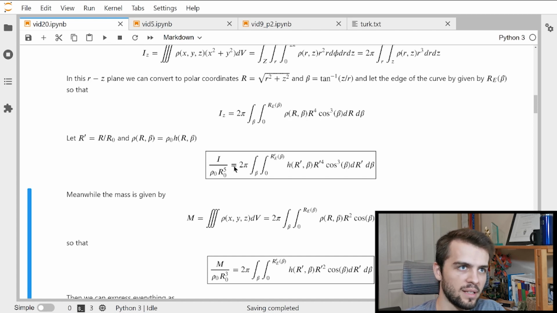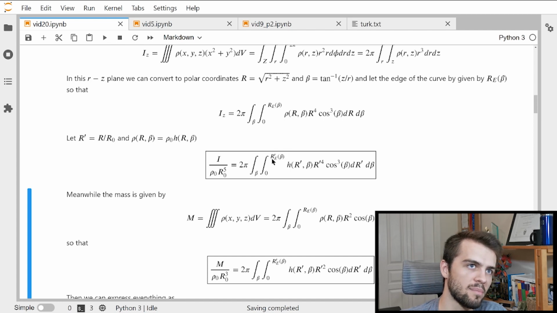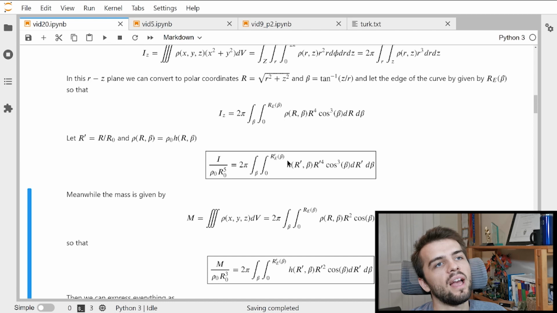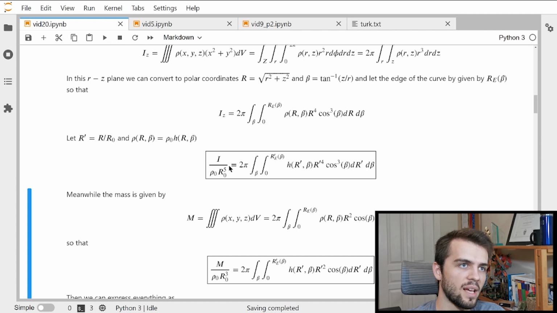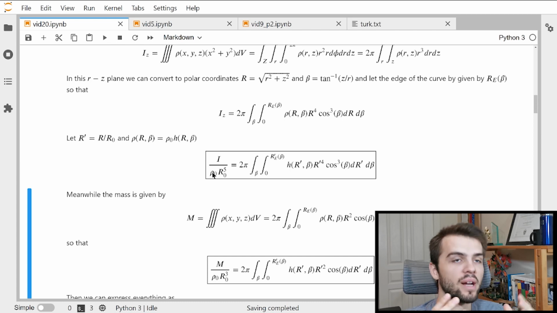substituting everything in and dividing by this quantity, and I get 2 pi, integral over beta, 0 to R prime e of beta. This is the dimensionless radius here. And I have h and then R prime to the 4 cos cubed of beta dR prime d beta. And this factor, of course, comes out because I have a bunch of terms when I substitute everything in and divide by them. I encourage you to really go through that slowly and actually write it out, because this is sort of complicated, what's going on here.